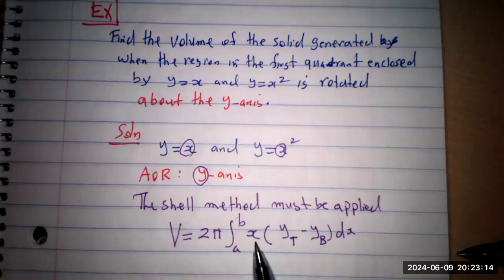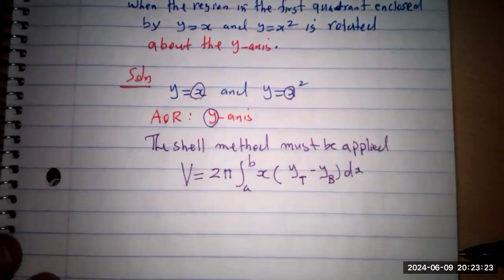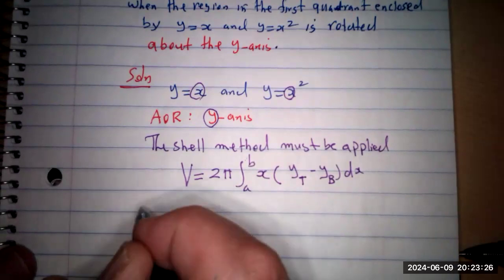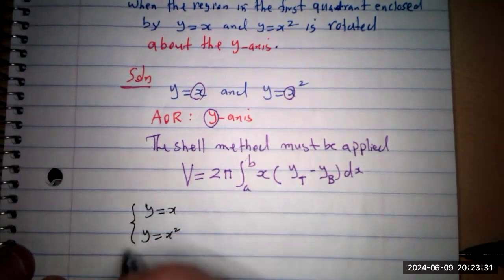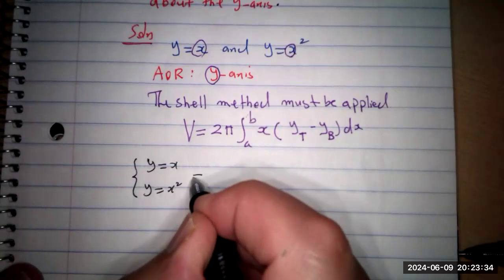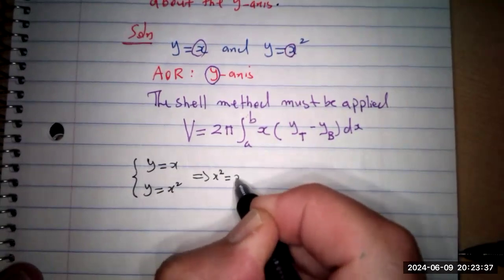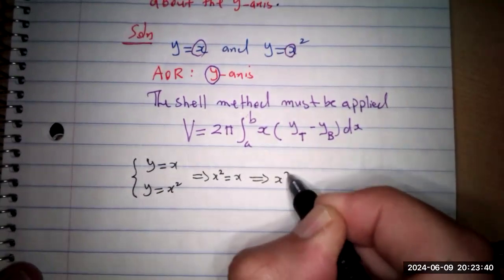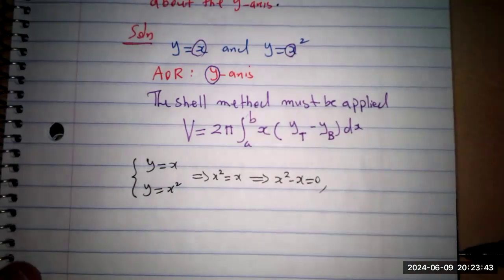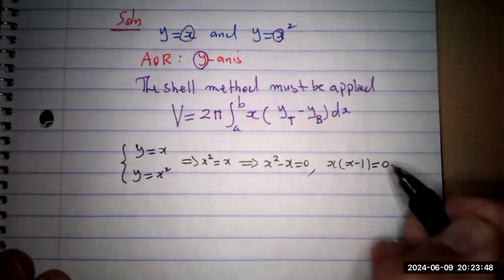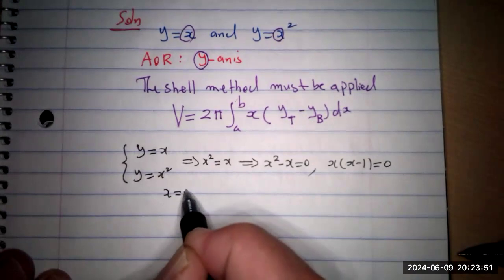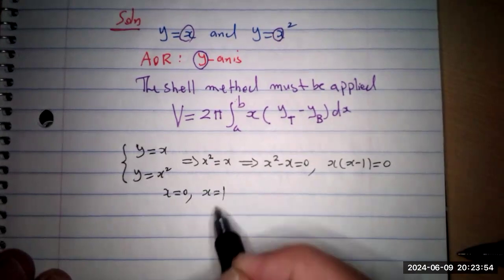So x would stay the same, because x times f of x would be the volume of one of them, and x times g of x would be the volume of the second one. Okay, so find the point of intersection first. You have the functions y equals x and y equals x squared. Use the substitution method to get x. That gives x squared equals x. Move it to one side: x squared minus x equals 0. Factor out the x, so that gives x times (x minus 1) equals 0. You're going to have two solutions, x equals 0 and x equals 1.